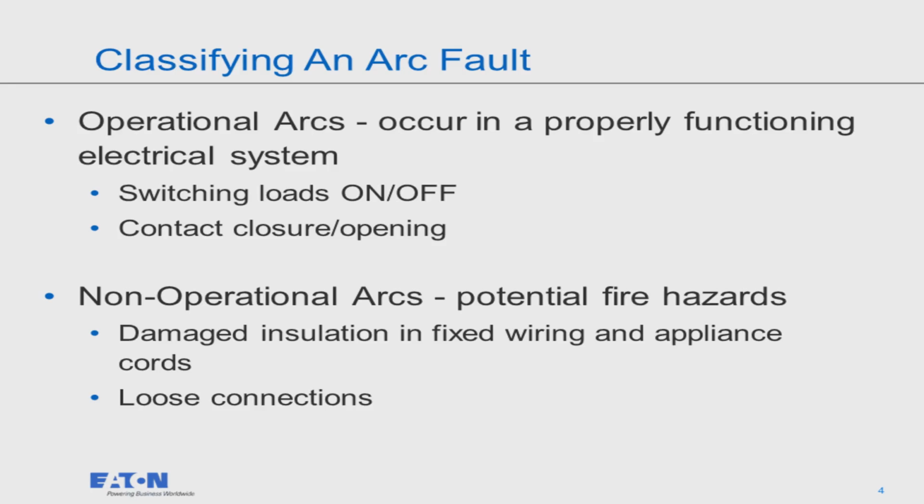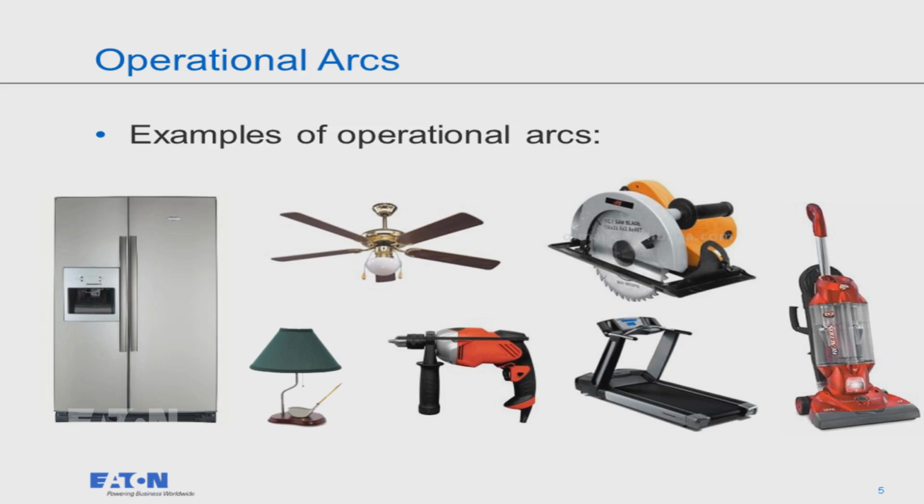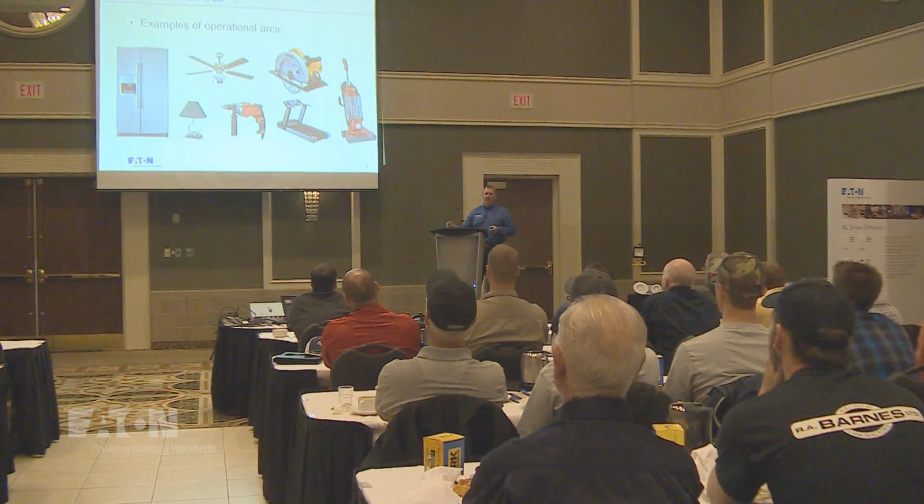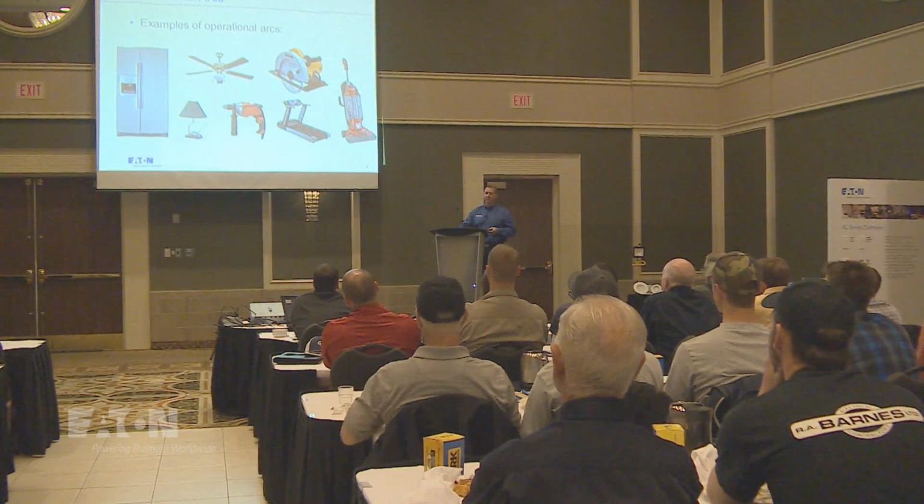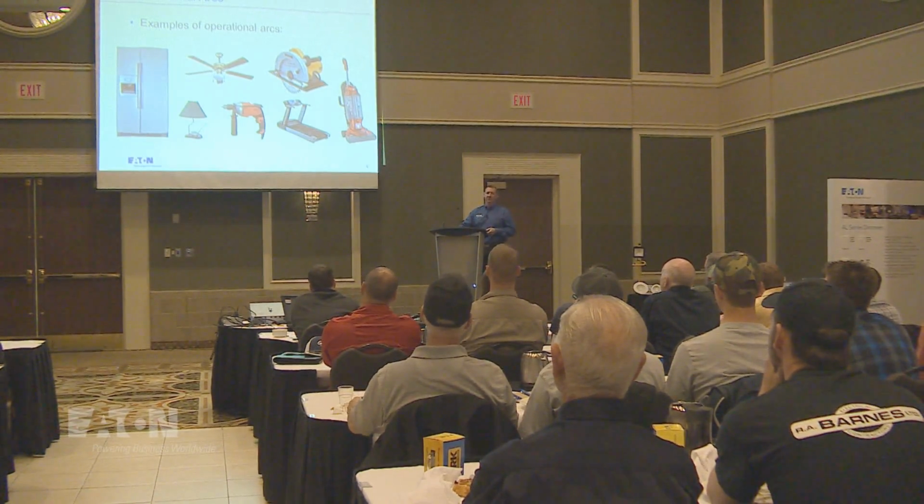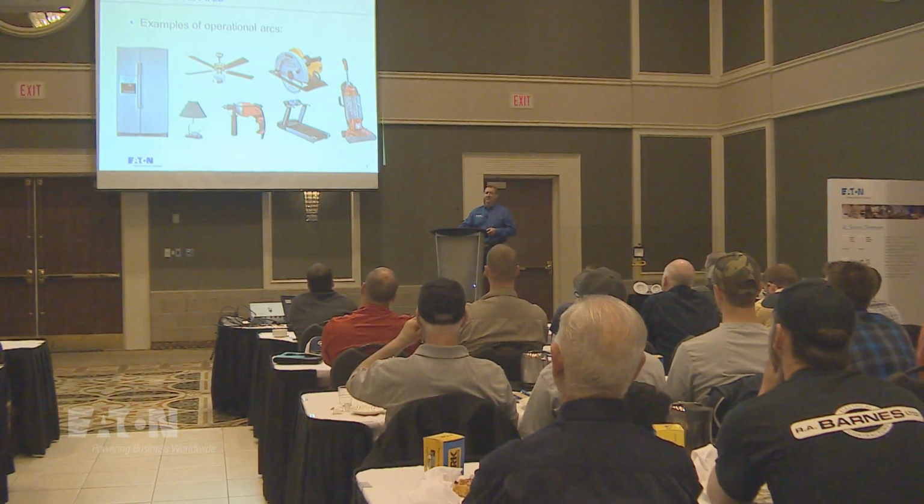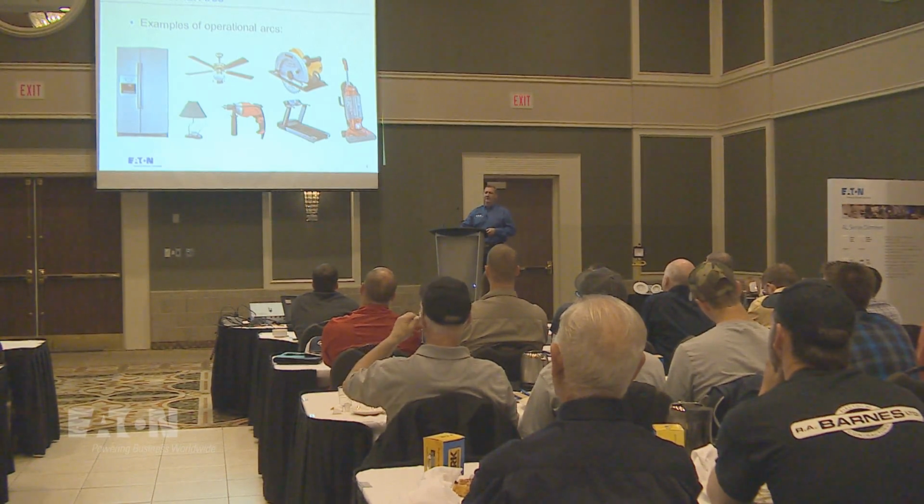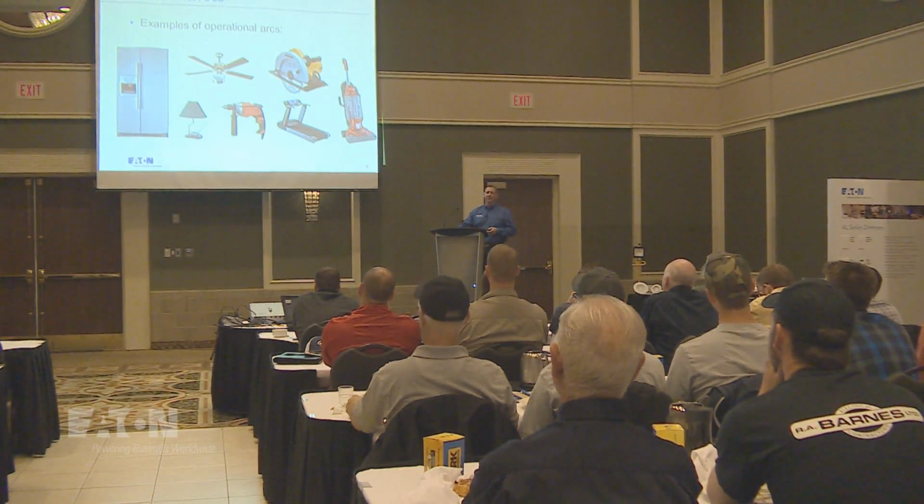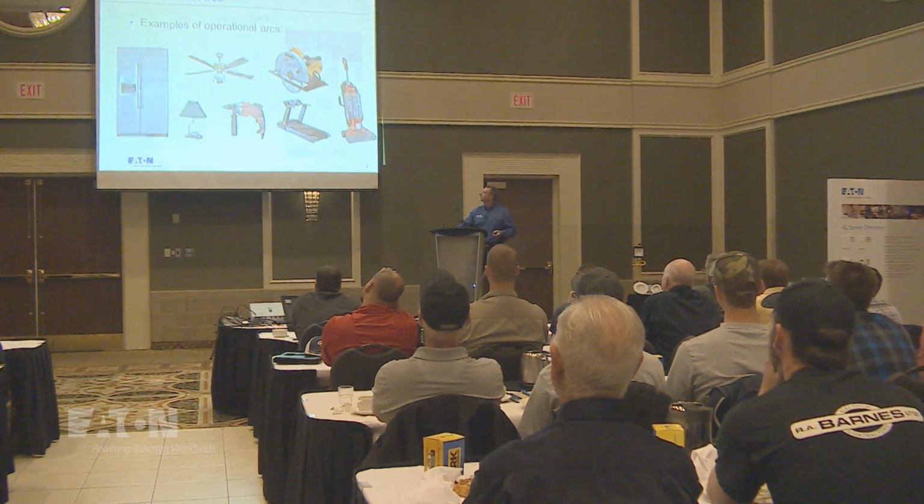There could be damaged cords, loose connections, that sort of thing. There are lots of examples of operational arcs, and the technology has been improving over the years to classify and identify these. The skill saws, the vacuums, all the motor loads turning on and off create these operational arcs with unique signatures that in the past may or may not have caused nuisance tripping with some devices. But this technology is at a point today where all of these operational arcs have been classified, and we won't get tripping for these operational types of arcs.